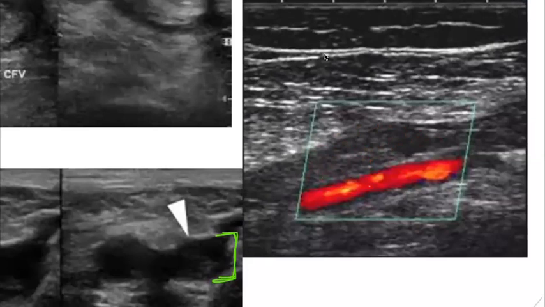If I wasn't seeing any color in either of them, I would know that it's a sonographer error, like I'm doing something wrong behind my machine. My gain settings are not correct, or my scale settings. But because you can see arterial flow, you know that that's probably not the case.